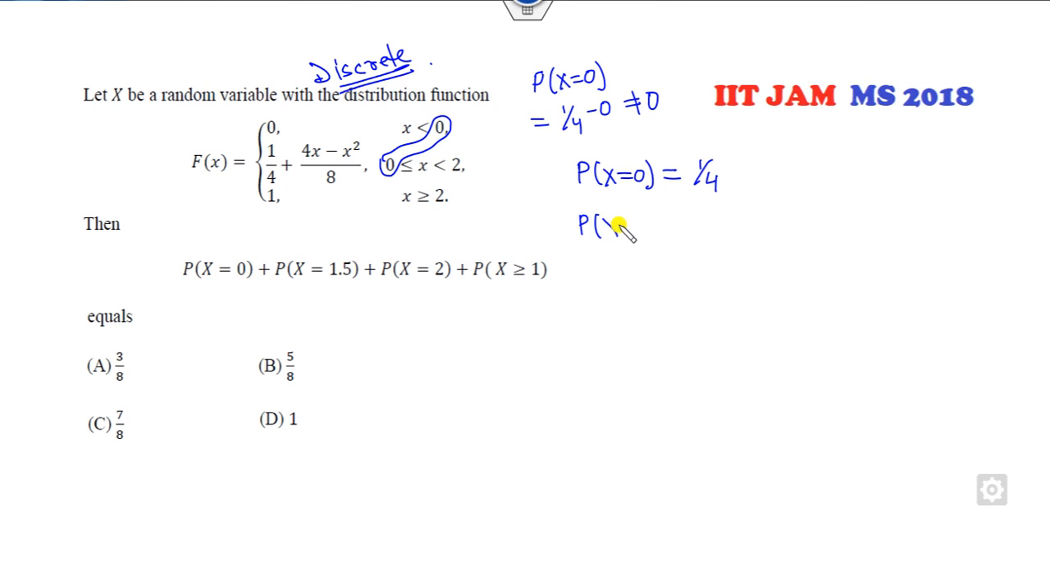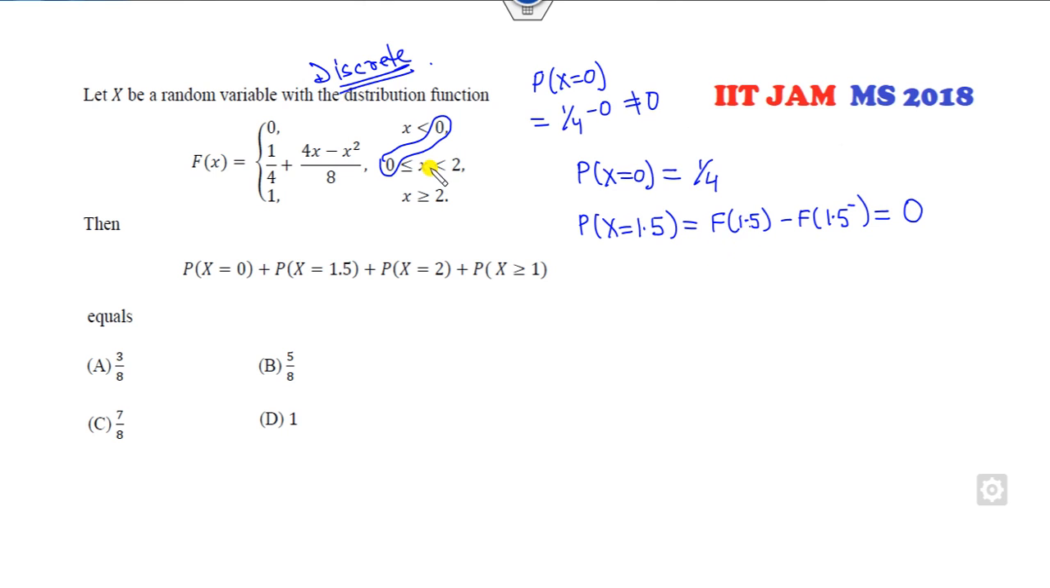What is the value at 1.5? Again, I can compute as 1.5 minus 1.5 negative. But you can see 1.5 is not the breaking point. So it means this is continuous at this point. So value is 0.